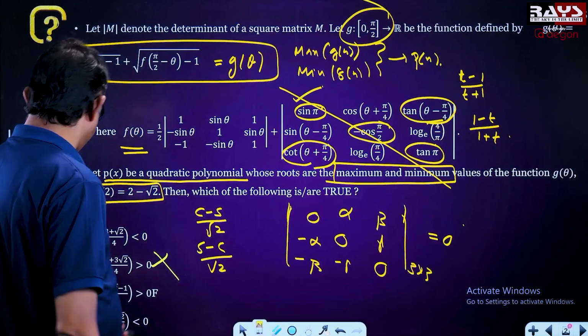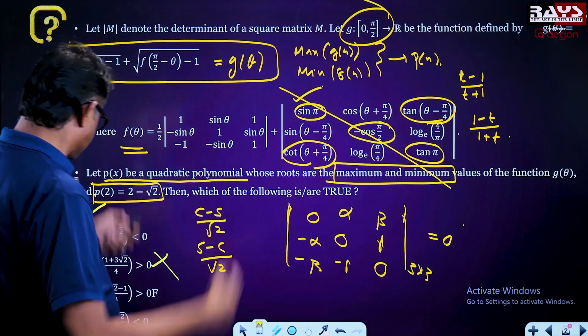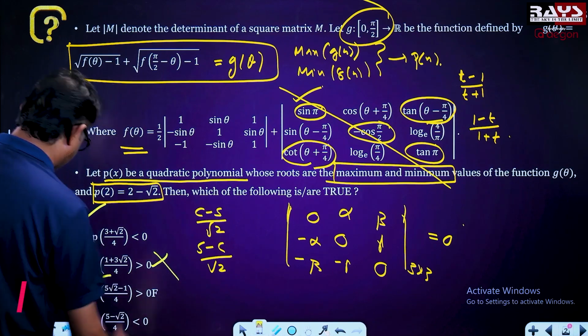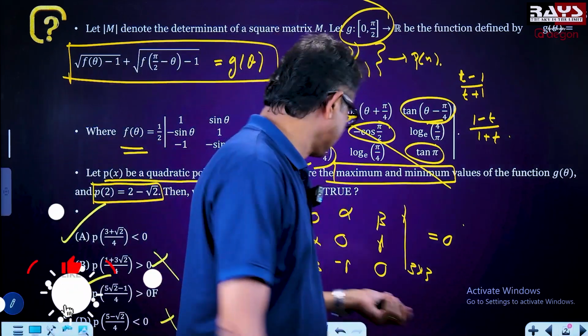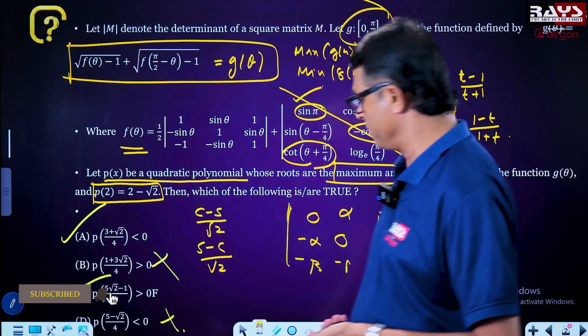And what about P of (5 root 2 minus 1) by 4? In the same way, if you proceed, you can see that this is correct and option D will be wrong. So you can see that options A and C will be correct and options B and D will be wrong.